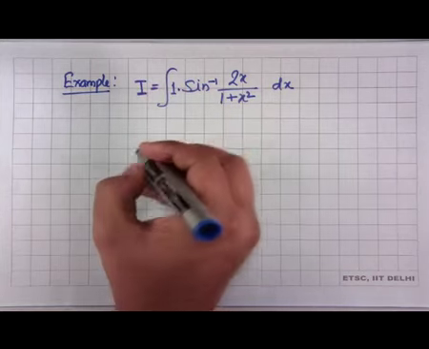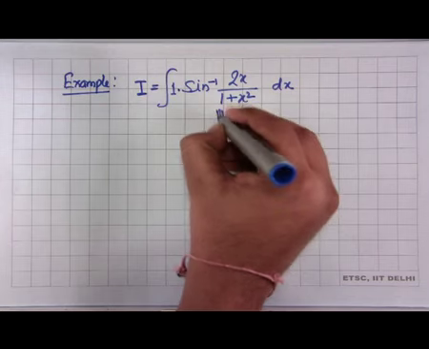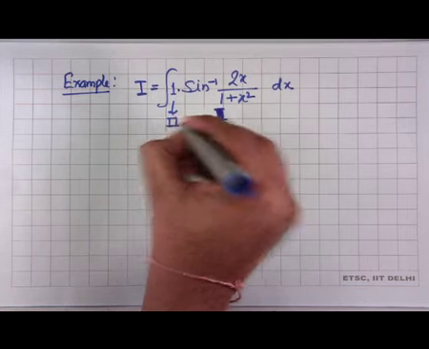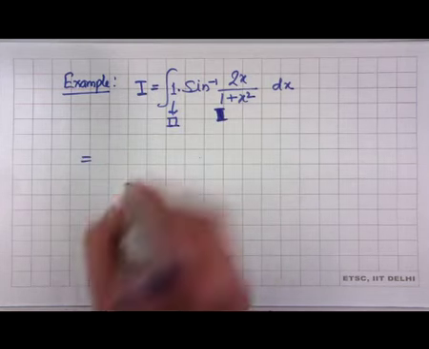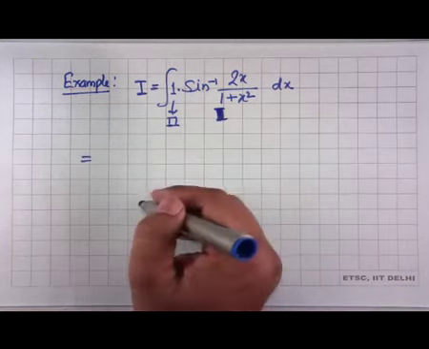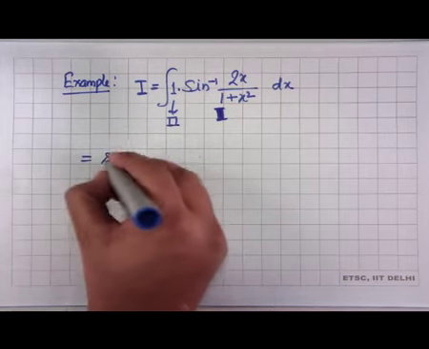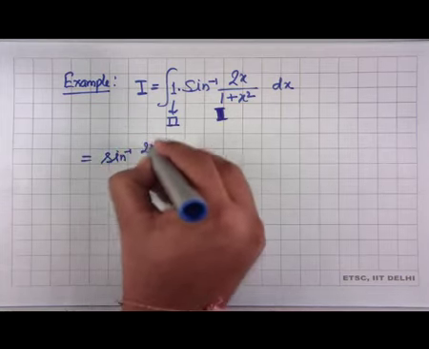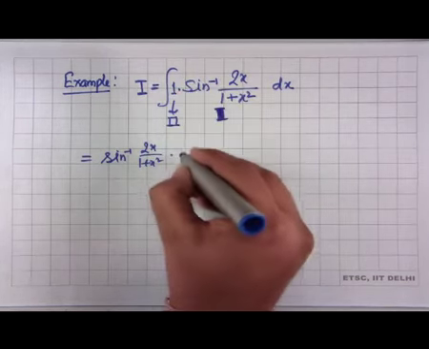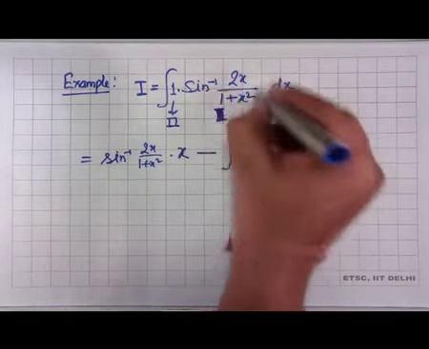So, let us try and see what happens if I choose it this way. Since it is an inverse trigonometric function, I must consider this as the first function, and this 1, being an algebraic function, I must consider as the second function. So, I am going to apply integration by parts here. What I get is sine inverse 2x upon 1 plus x square, the first function, times the integration of the second. Integration of 1 will give me x, minus the integral of the differentiation of sine inverse.